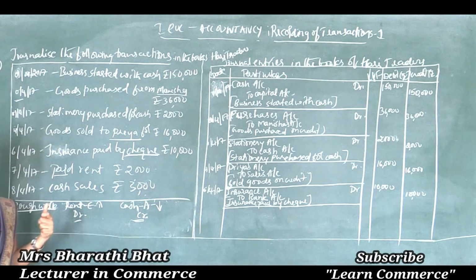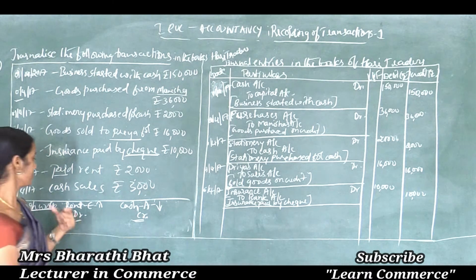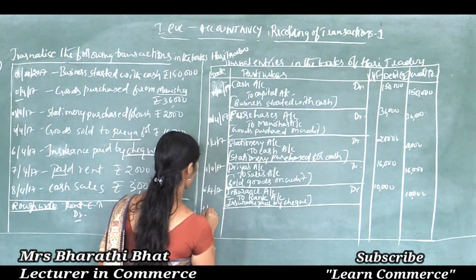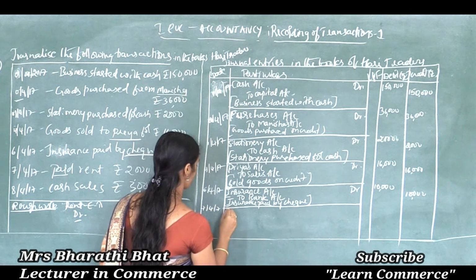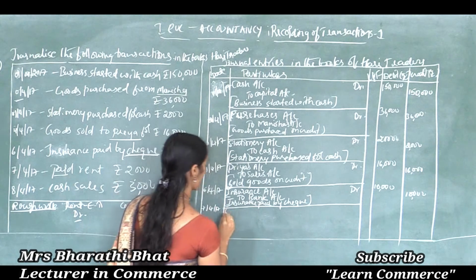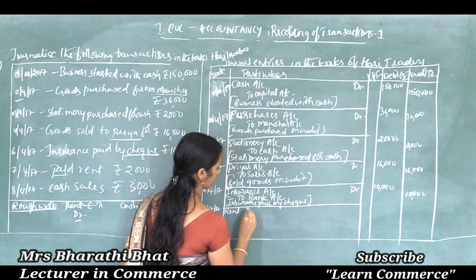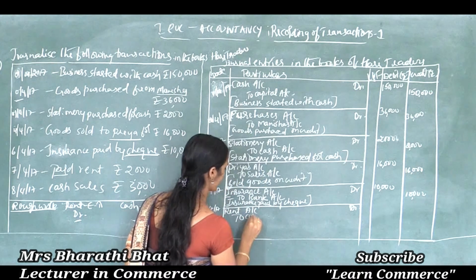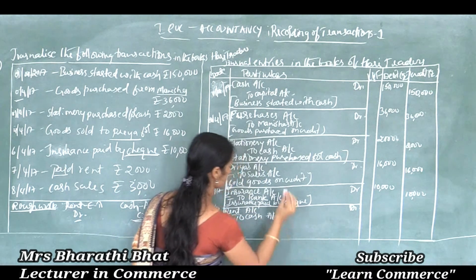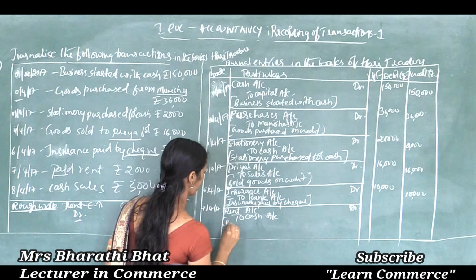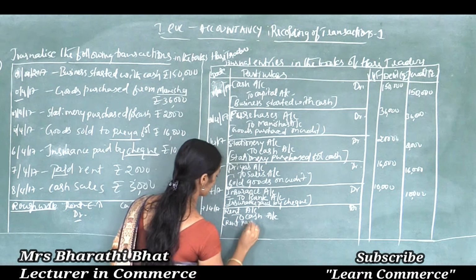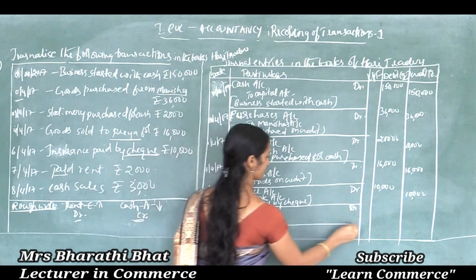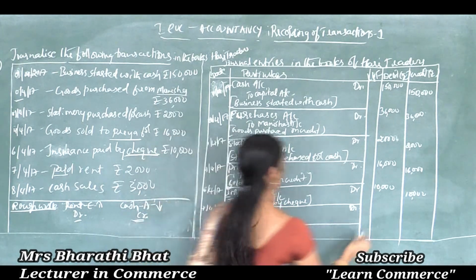So the debit aspect we should write in the first line. So rent account, what is the date? 7/4/17. Rent account debited to cash account, in bracket rent paid. Amount 2,000.